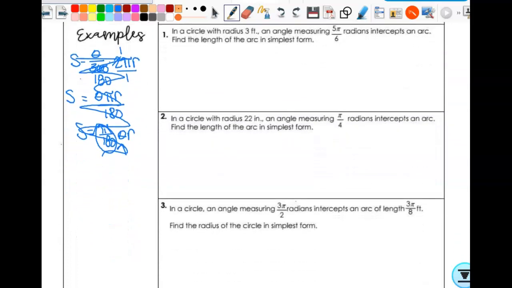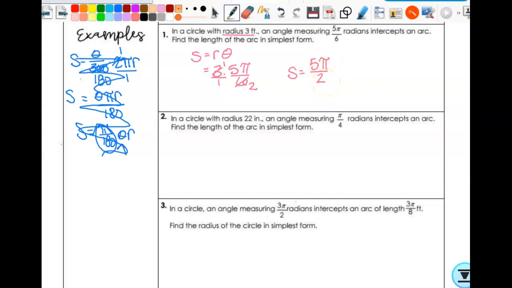All right, so let's look at this. It says in a circle with radius 3 feet, and make sure you're using the radius. One of the biggest mistakes is if I gave you the diameter that you use that. I know you know the difference. Radius of 3 feet, angle measuring 5 pi over 6. So I know that S is equal to r times theta. So the radius is 3 times theta, which is 5 pi over 6. And it says to give it in the simplest form. So yes, I could multiply straight across and get 15 pi over 6, but I would really rather reduce first. So when I reduce, 3 goes into 3 once, goes into 6 twice. So S is equal to 5 pi halves.